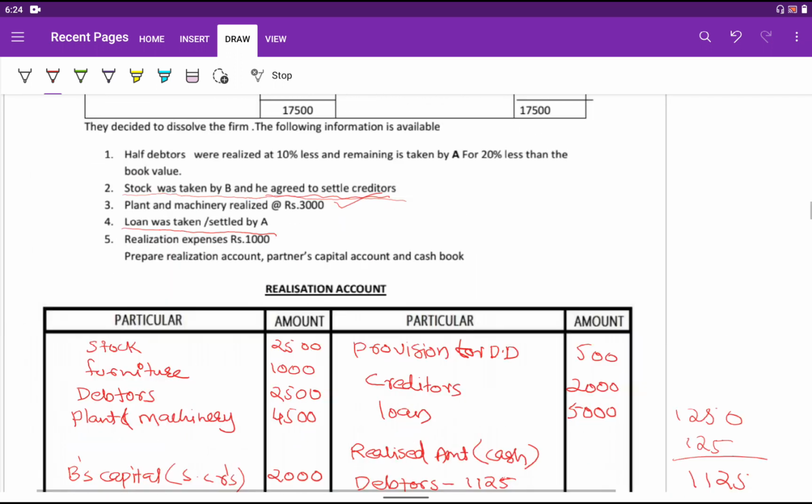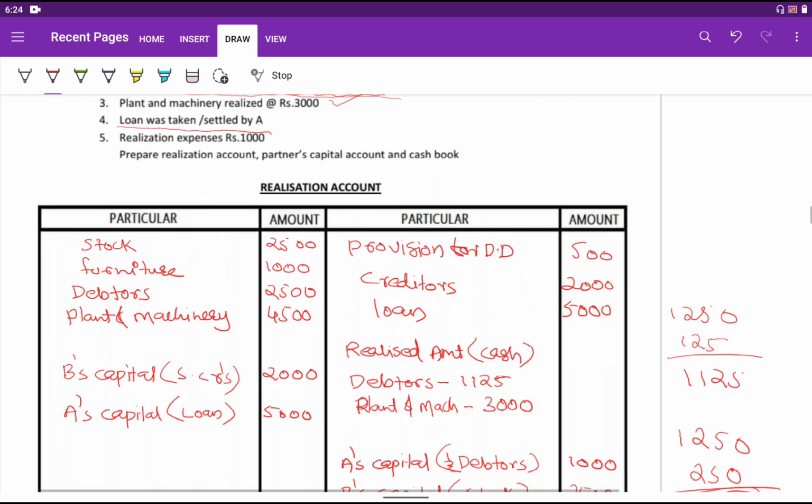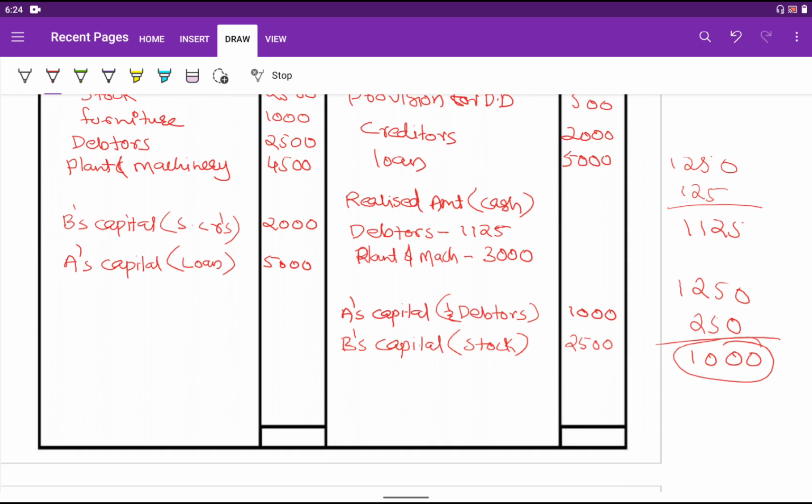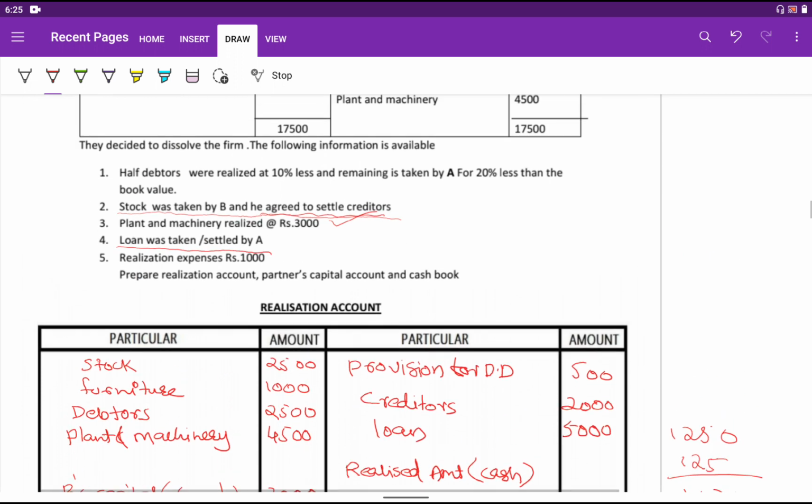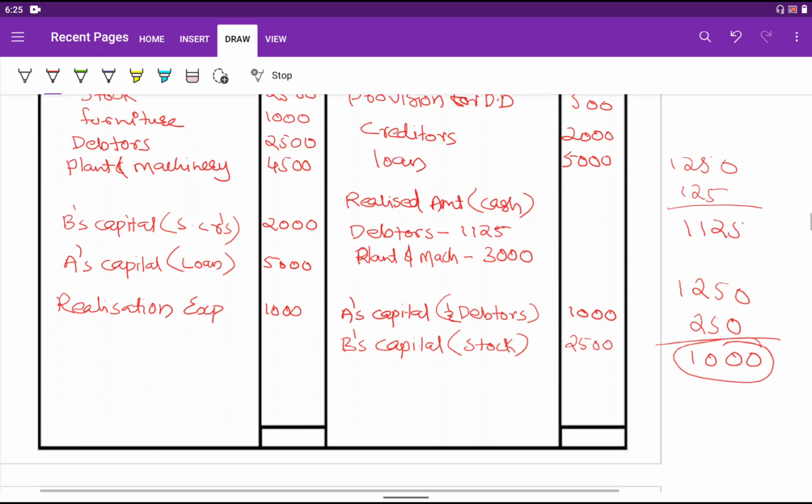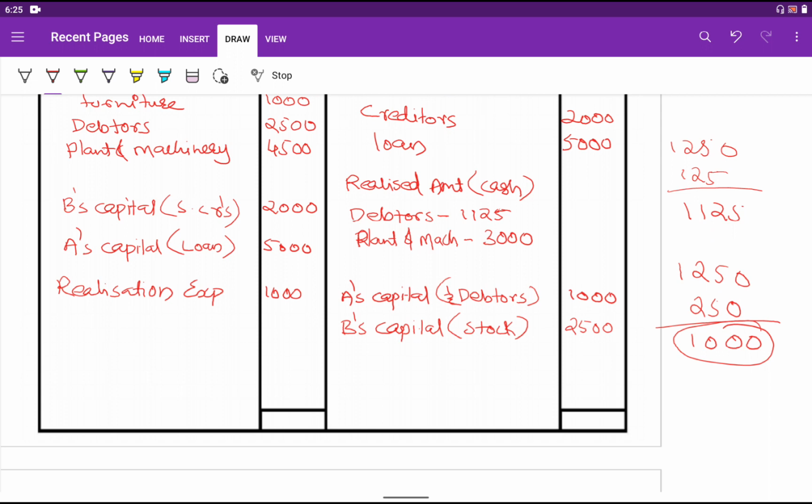Now the fifth one, realization expense 1000. Normally we write that on the debit side, so realization expense 1000 will also be written here. Now all five adjustments are finished. Now we can balance our account.